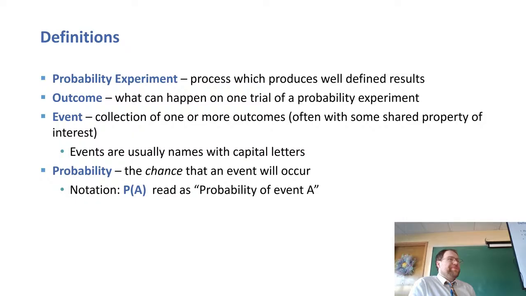Probability experiment, essentially doing an experiment in order to measure the chances of something happening. The outcome is the result of doing a trial of the experiment. That would be what you're looking for. And the probability, like I said, is the chance that an event will occur. Often denoted as P(A), that is probability of event A occurring.